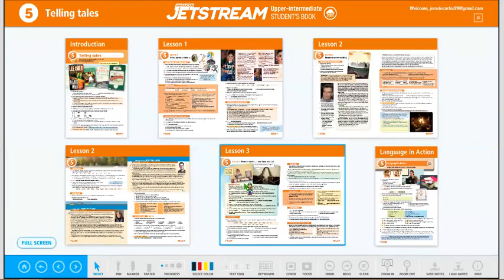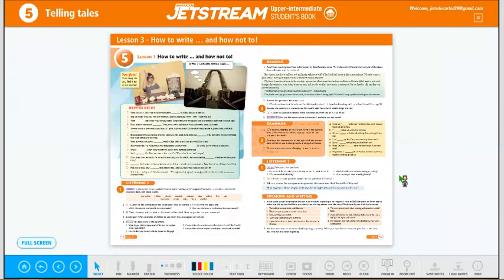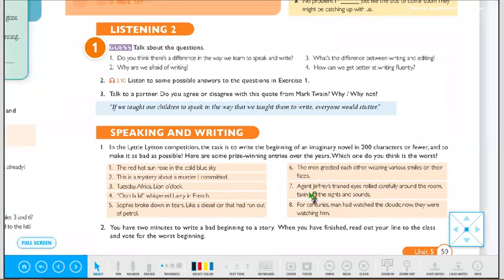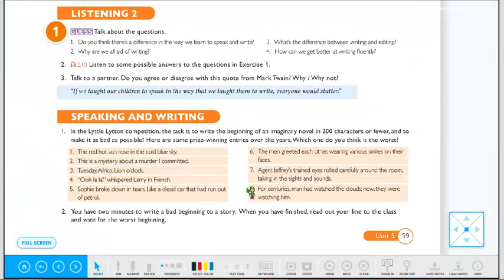Then back to the book in lesson 3. Well, I already told you what to do in the book. Then there is a listening exercise, speaking and writing, but we're not going to work on it. Instead of that, we're going to work on an exercise that you will find in the module, okay? And yeah, that's it. You will find it in the module. The module is in the classroom tablon, Google Classroom, and you will find it over there, no problem.